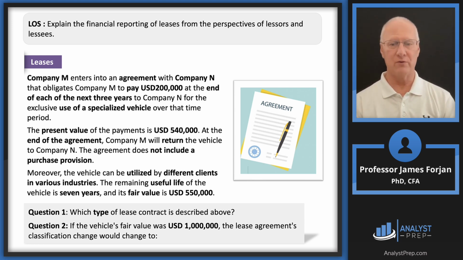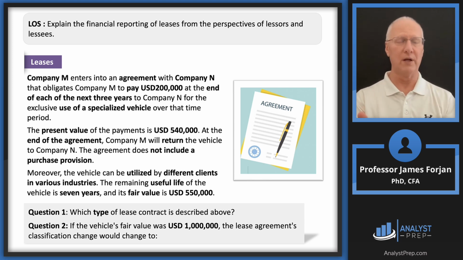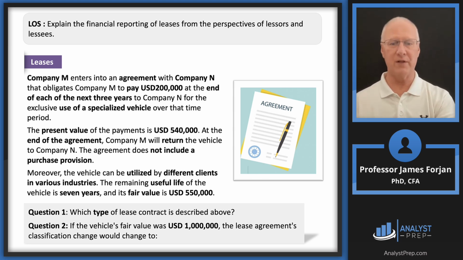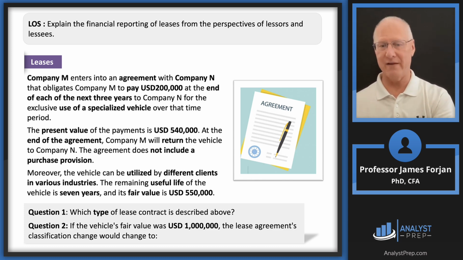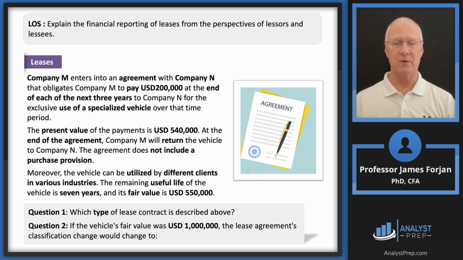This vehicle can be used by different clients in various industries. So the useful life. So what are we doing here? This is a 3-year lease, but it's going to last for 7 years. Who knows how they came up with that 7-year life? But who cares how they came up with it? The Institute will go ahead and give you 3 years and 7 years, so that's probably important. Fair value $550, so compare the $540 to the $550. So what type of lease is described above? And then question 2 is, suppose the fair value is not the $550. Suppose that it's $1 million.